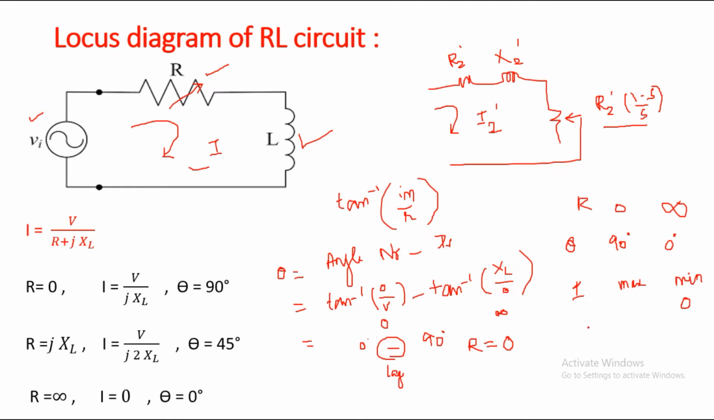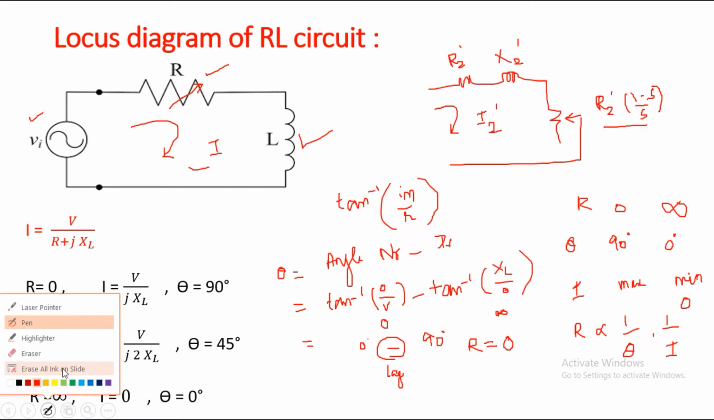So we can say resistor is inversely related to the phase angle between voltage and current, and also to the current drawn from the supply voltage. So this is the inference we can obtain from this calculation. Now we'll see the locus diagram for this RL series circuit.